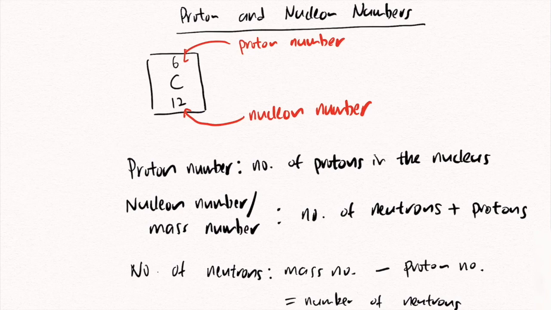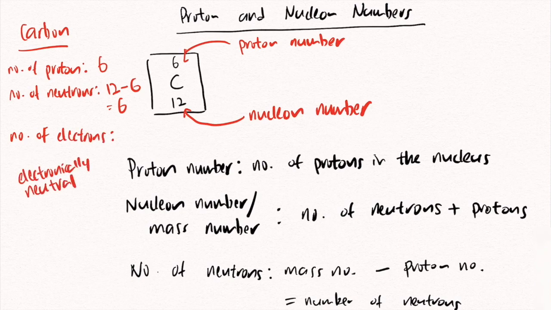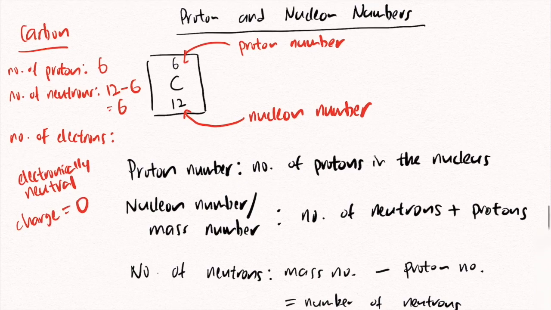Now, let us use carbon as an example. Since carbon has a proton number of 6, the carbon atom has 6 protons. To find the number of neutrons, we simply take 12 minus 6, where we subtract the proton number from the nucleon number. Next, how do we find the number of electrons? To do this, we need to understand that an atom is electronically neutral, which means that it will have a charge of 0. Hence, a carbon atom will have 6 electrons, as we will need 6 electrons to balance the charge of the 6 protons for it to be neutral.